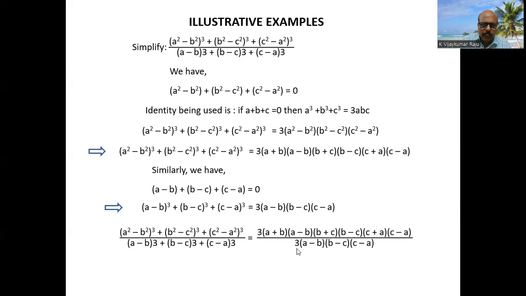So 3 and 3 can cancel. A minus b cancels. B minus c cancels. C minus a cancels. And you will be left with a, b, c, a plus b, b plus c, and c plus a. Okay. So you need to just see where it is. Okay?